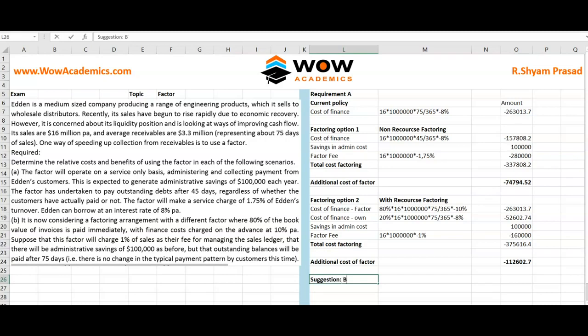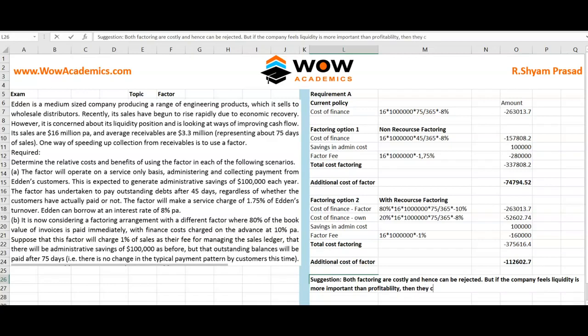So the suggestion will be both factoring are costly and hence can be rejected, but if the company feels liquidity is more important than profitability, then they can consider option 1 factoring.